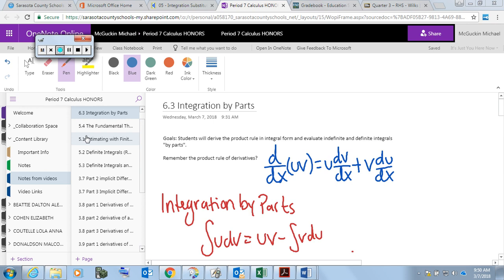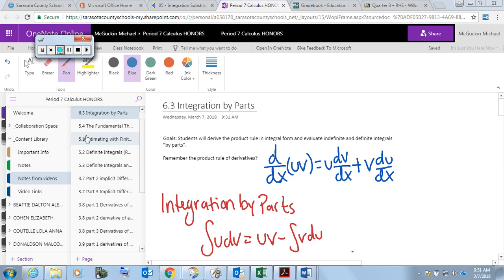Alright, ladies and gentlemen, we are diving into 6.3 and looking into the concept known as integration by parts. Our goals for this section and all the videos that will accompany it are to derive the product rule in integral form, but more specifically and more importantly, to evaluate indefinite and definite integrals by this thing called integration by parts.